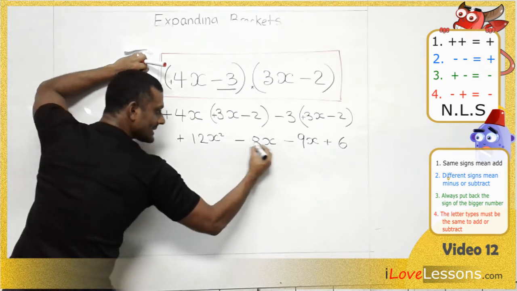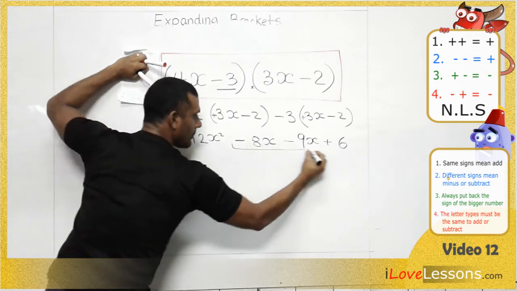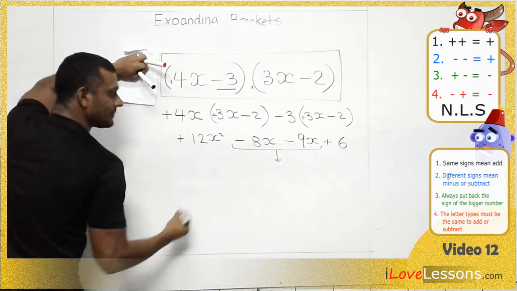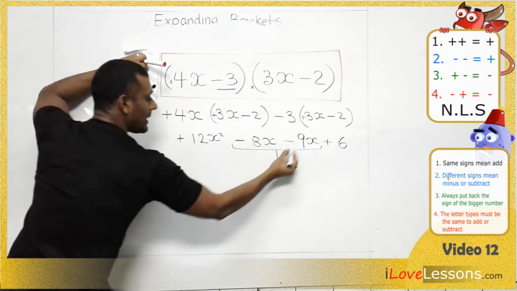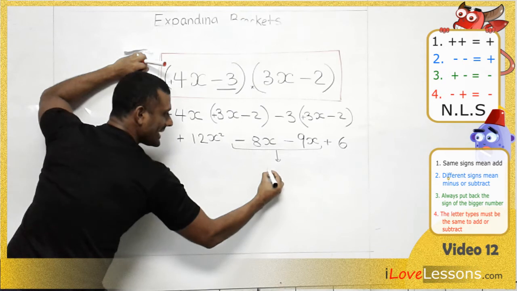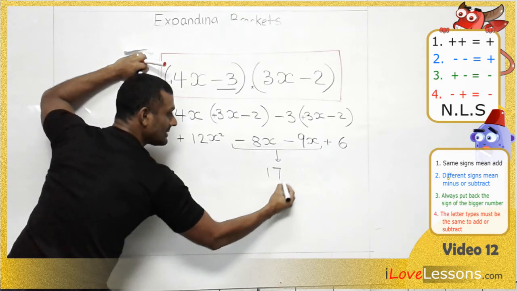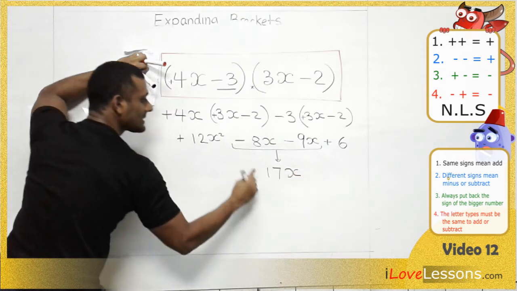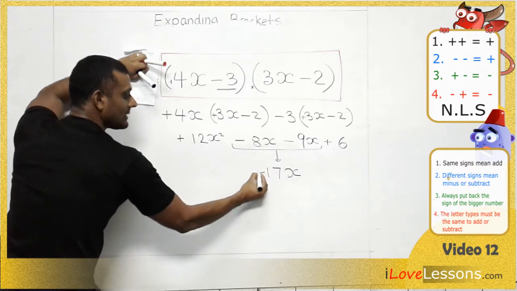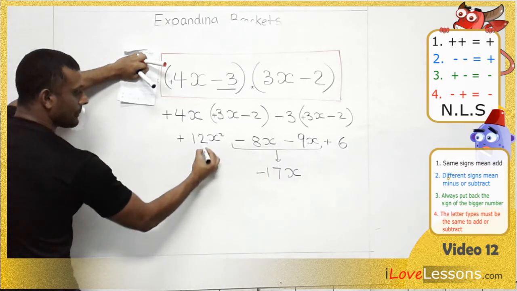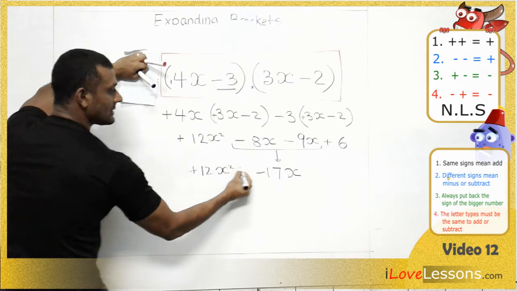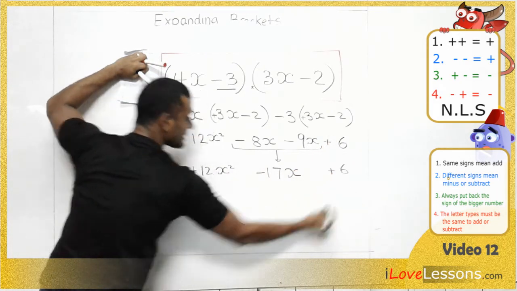You notice this has an X and this has an X, so we could combine these two to get one answer. Minus 8 minus 9. Signs are the same, so we add, we'll get 17. Don't forget to put back the letter X and put back the sign of the bigger one. Bring down the positive 12x squared and bring down the positive 6.